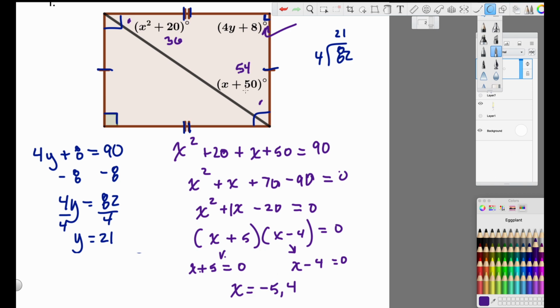If I put negative 5 in here, this would give me an answer of 45. And if I put 4 or negative 5 in here, negative 5 squared is 25 plus 20, that would also give me 45. So I've got two possible answers. One's 36 and one's 54, and the other one is 45 and 45. Of course, if it's 45 and 45, that means that this would be a square. But I guess it's possible, because we haven't technically ruled out that it's a square. So we've got two possible solutions for that.